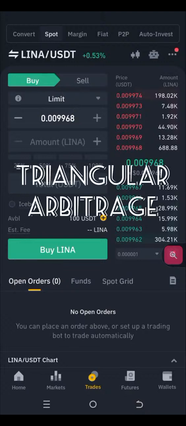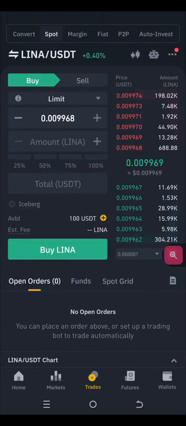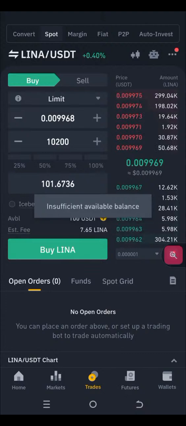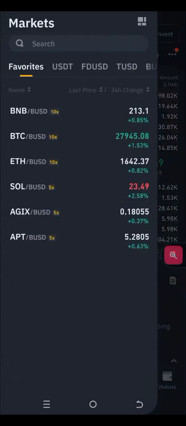I hope this is going to work, right? By the way, this is triangular arbitrage. Okay, so let's go ahead and see this. I'm just going to put this in here and see. Oh, $1.67. Not bad at all. 1.67%. Let's go.